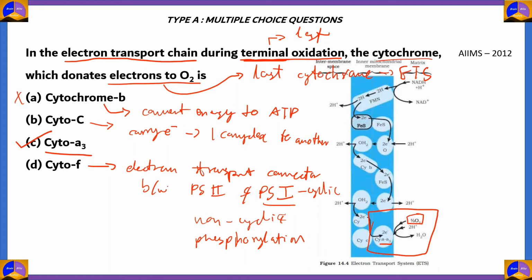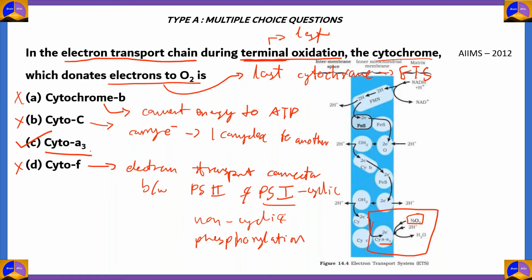And the other way by which we found out is by finding out what the other cytochromes' functions truly are. And therefore, we eliminated cytochrome A3 as the right answer. So both ways can be done about this.